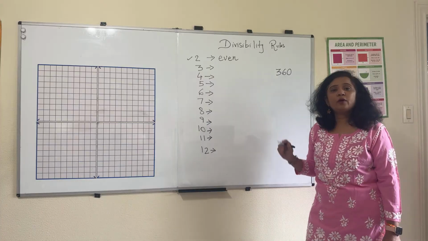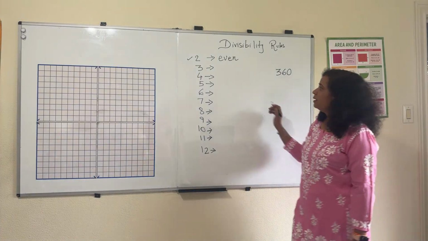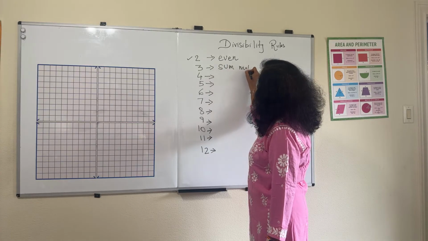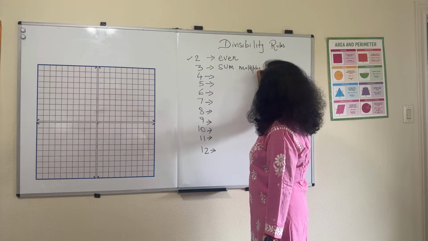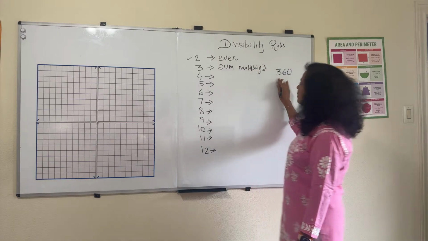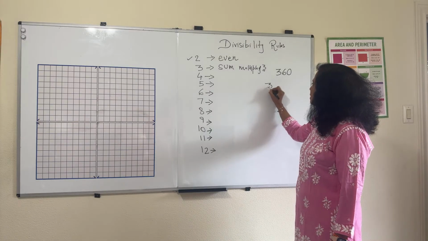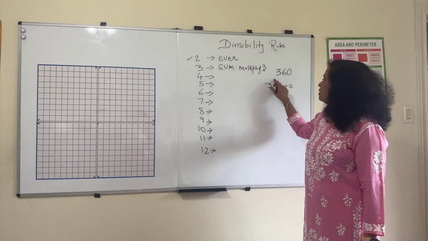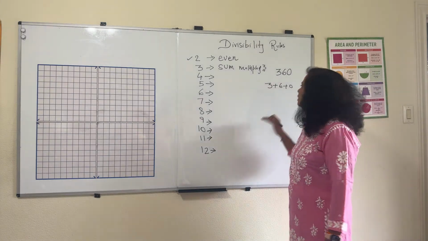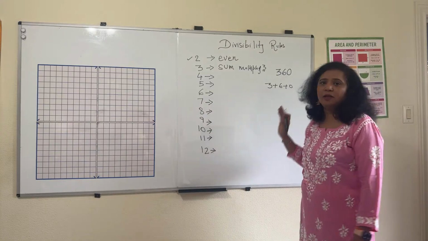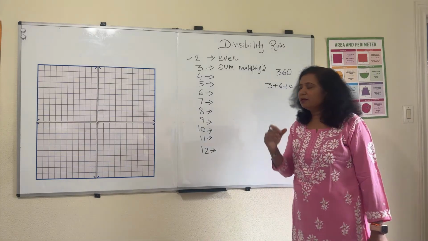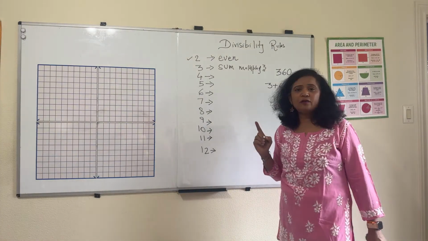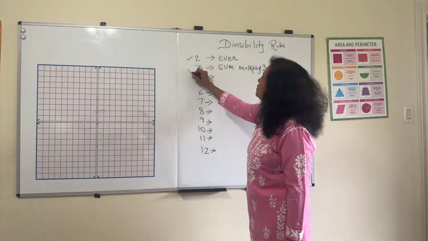Now what is the divisibility rule for 3? The sum of the digits has to be a multiple of 3. For example, 360. The sum of the digits at the ones place, tens place, and hundreds place, because we only have 3 digits here. So we are adding 3 plus 6 plus 0. We are just taking the numbers. 3 plus 6 plus 0 is 9. Is 9 a multiple of 3? Yes. So it is divisible by 3.